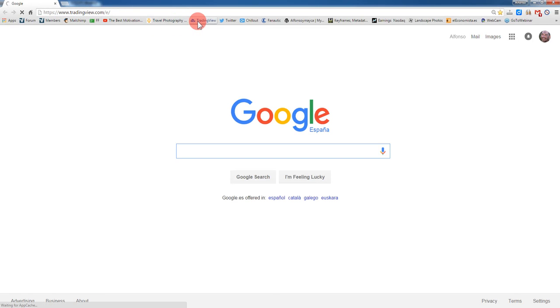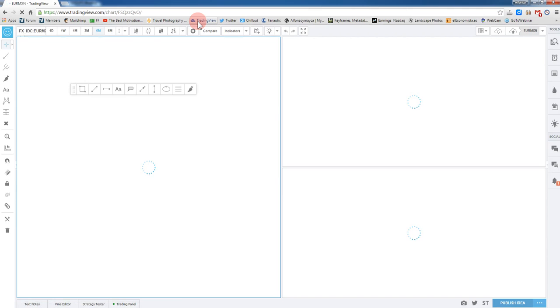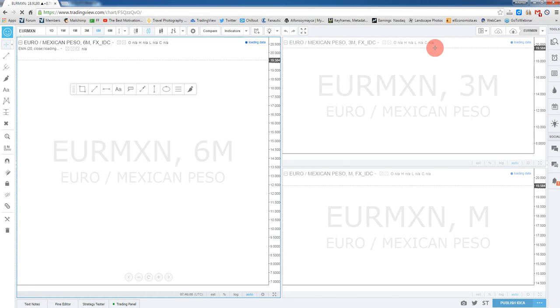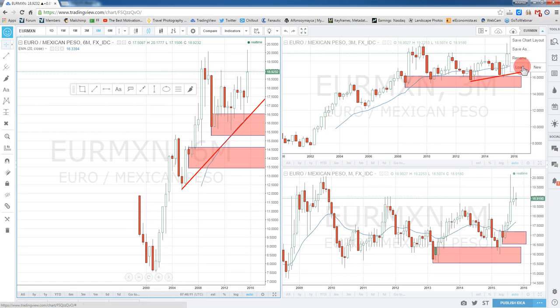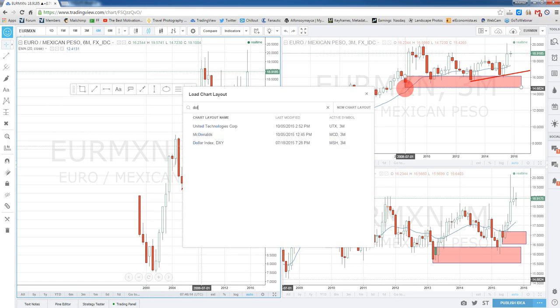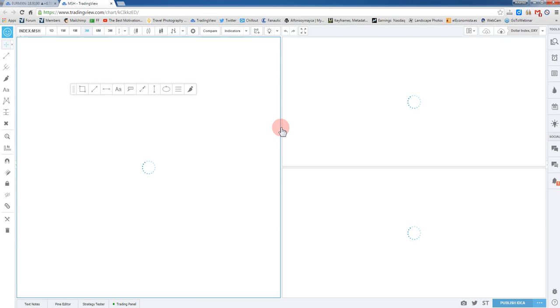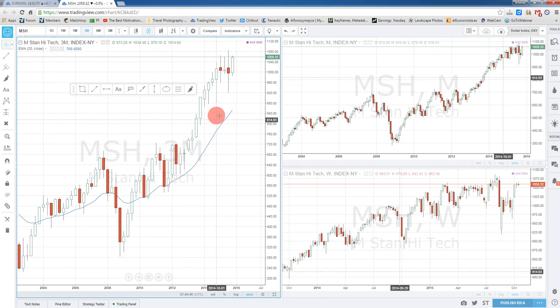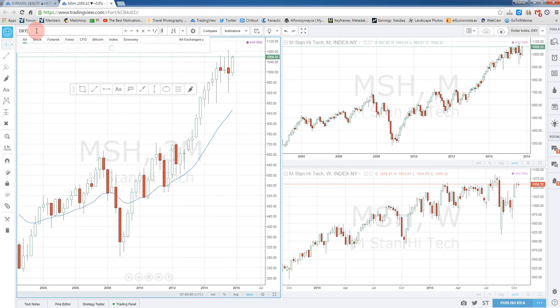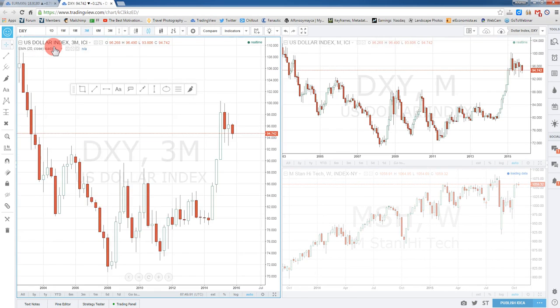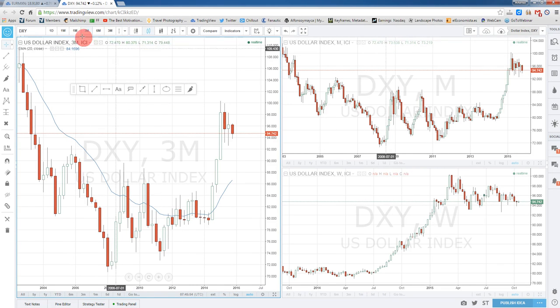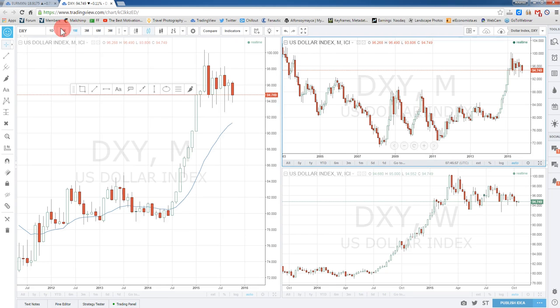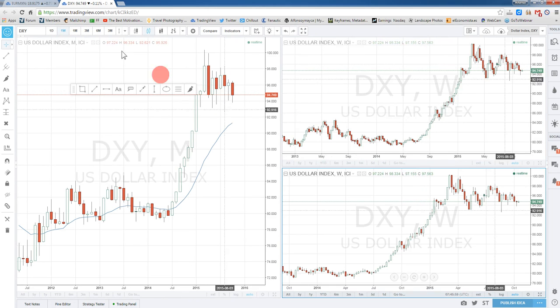And let me do this. Let me use the TradingView platform and we'll load it here. Dollar index, DXY. Okay. Whoops, but this is not the dollar index. I don't know, the template is gone. So we'll do it from the beginning here. Monthly, weekly, daily.